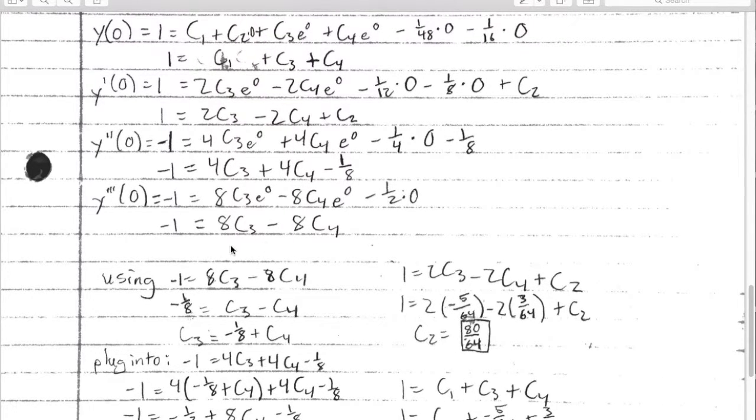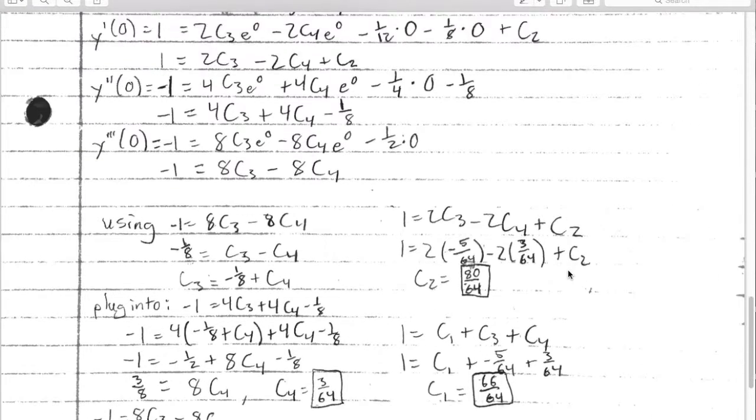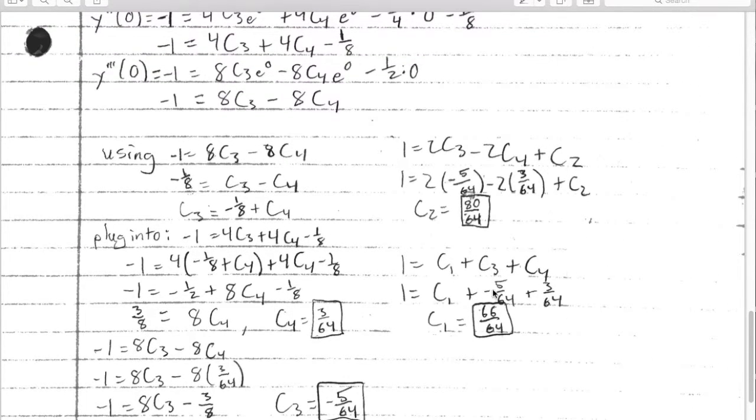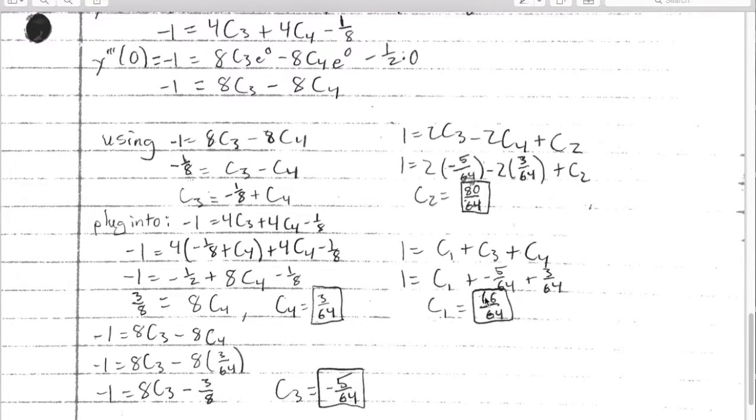And then we'll do the same thing with the equation that we found using the initial condition of the original equation, which is 1 equals c1 plus c3 plus c4. You'll find that at the bottom right of your screen right now. And that will give us a c1 value of 66 over 64.